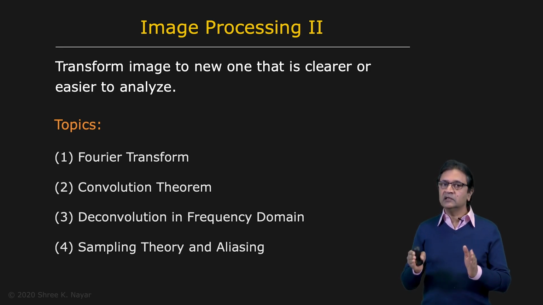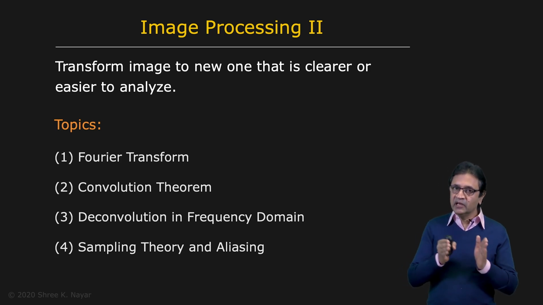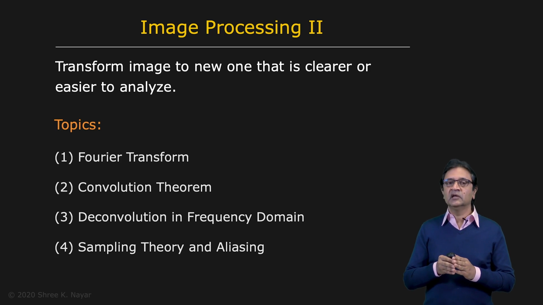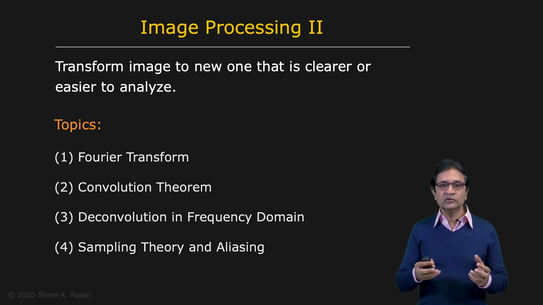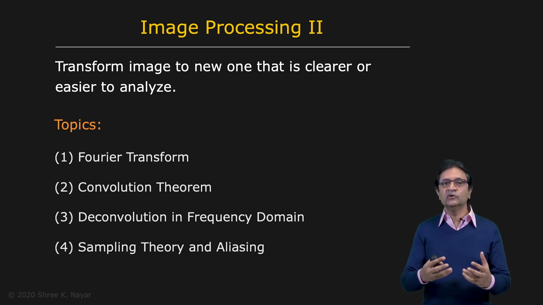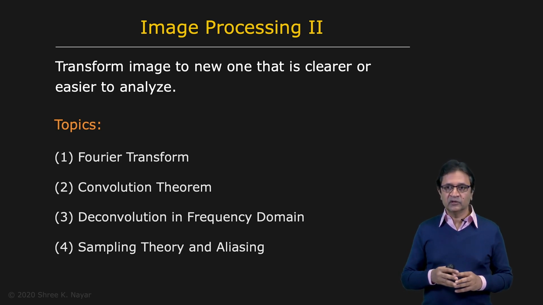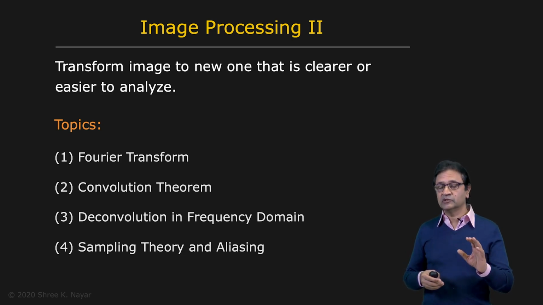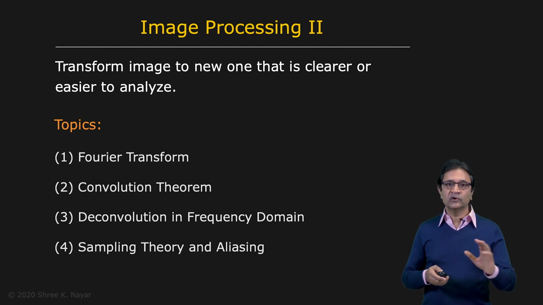But if you undersample this image, that is, if you sample with a frequency that is below that, it turns out that not only do you lose information, but you might actually introduce new artifacts in the image which are undesirable. That process is called aliasing, and we'll discuss aliasing as well, and how cameras today avoid aliasing.